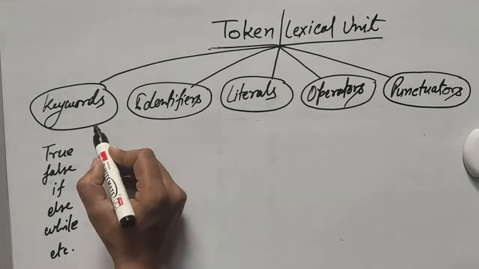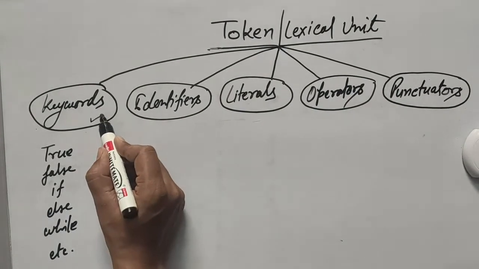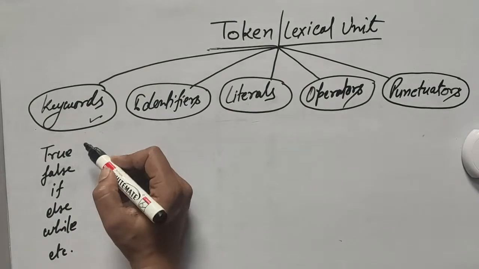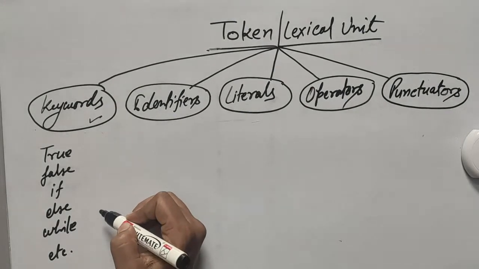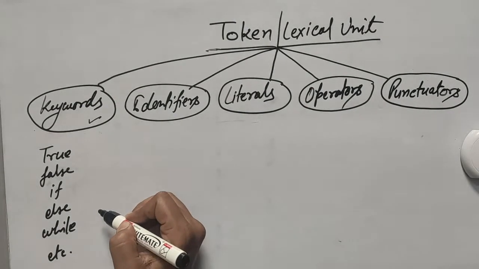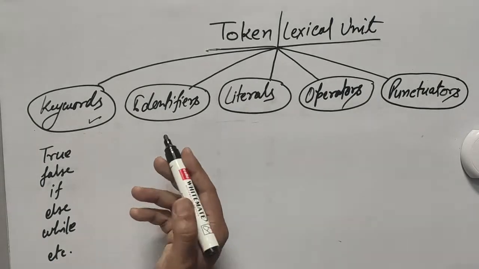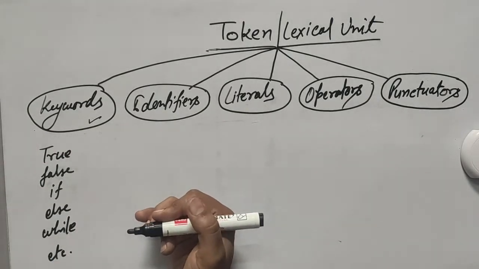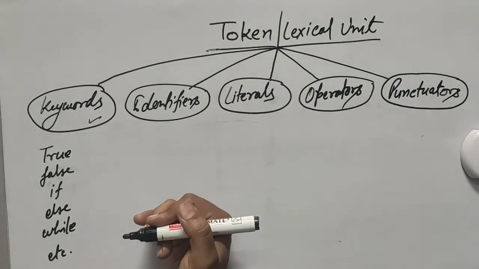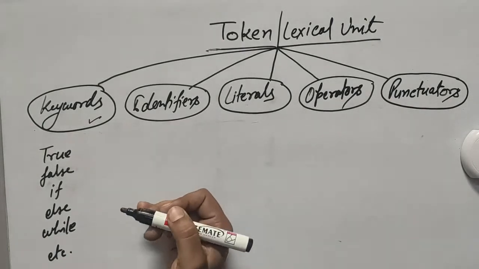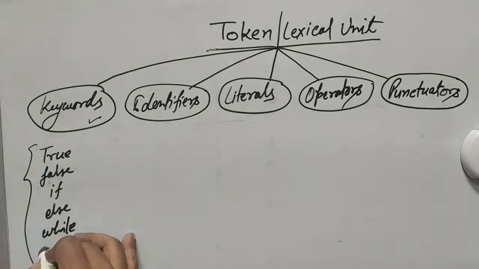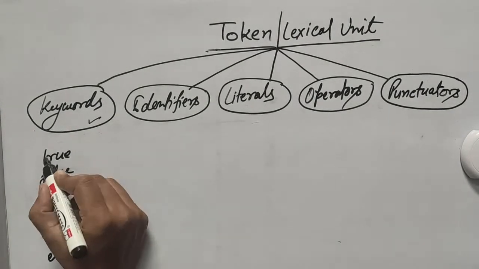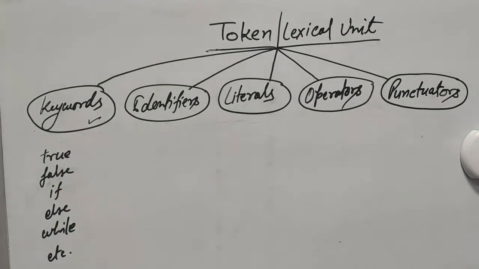First, what are keywords? Keywords are predefined words with a special meaning to the language compiler or interpreter. These are reserved for a special purpose and must not be used as normal identifier names. Keywords are generally the words which have a special meaning in computer programming.